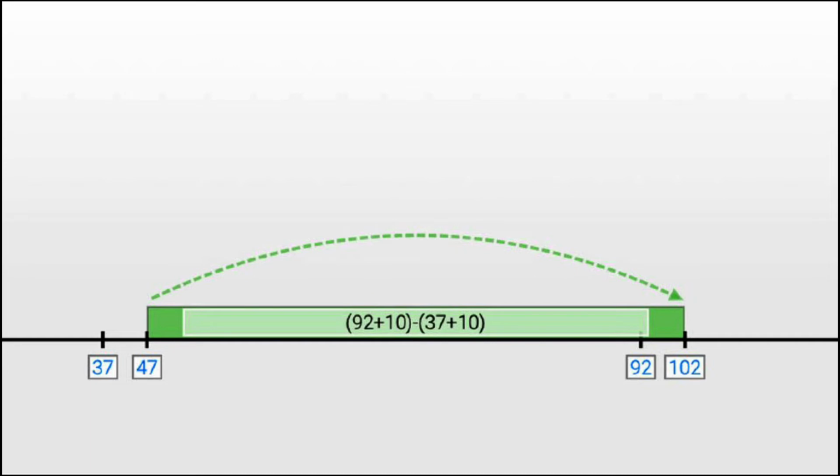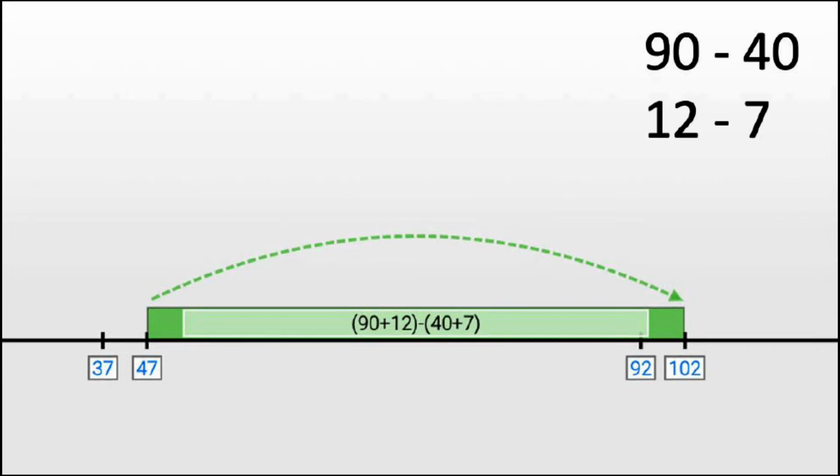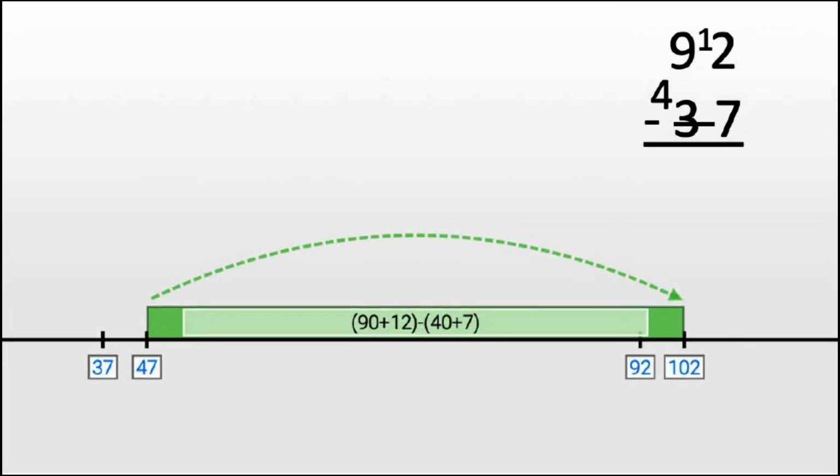If I think about adding 10 ones to the 92 and 10 tens to the 37, I end up with something like this: 90 plus 12 and 40 plus 7, where I'm trying to take away in parts 40 from 90 and 7 from 12. But here I don't have a problem, because 7 I can take away from 12, and of course I can take 40 from 90. You might make the connection back to that original problem and see that the 2 became a 12 because I added 10 to the 92, and the 30 from 37 became a 40, so the 3 became a 4 because I'm adding 10 to 37.